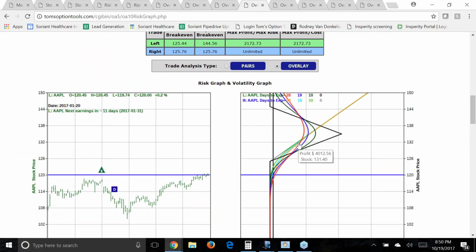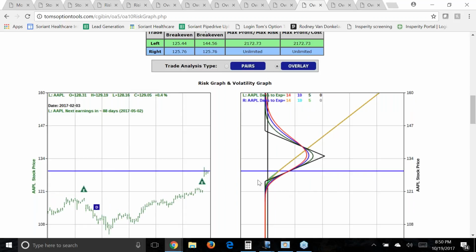28 days left to expiration. Time is working for me in the butterfly, against me in the call spread. Once I hit a certain inflection point, notice we get past that inflection point here. And as the stock now is at 129, I've got a positive theta. The time passenger on this bus is working for me. It's working against me here.